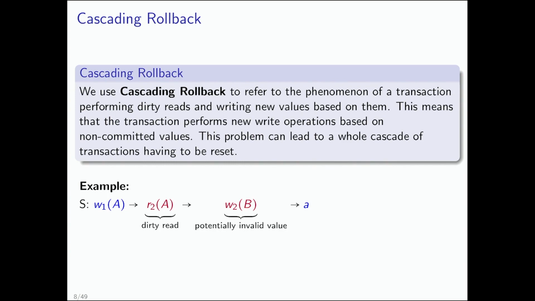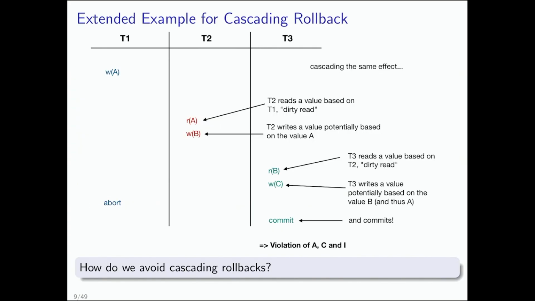And now if that happens again from another transaction, you have a cascade of those operations. That is illustrated here. Here you see the same thing happening as a cascade of transactions. Transaction 1 writes something to object A.